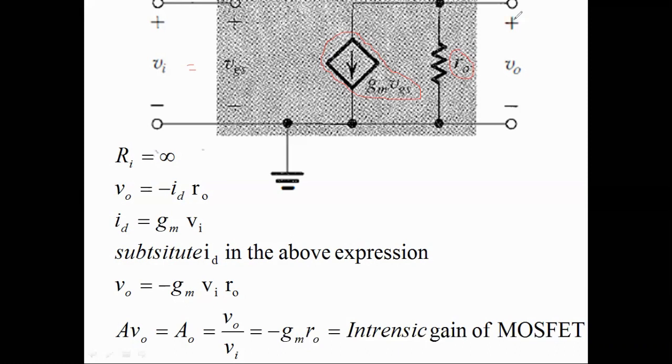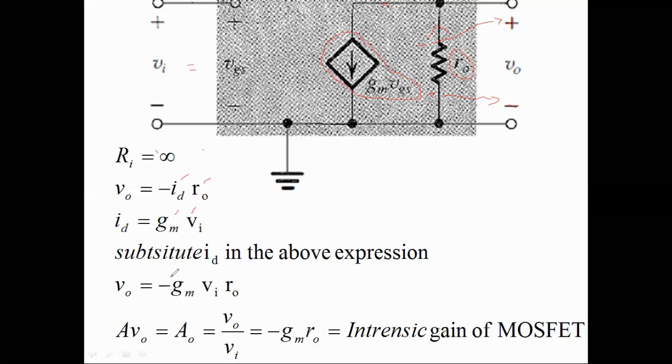The upper side is positive, the lower side is negative. But this current Gm into VGS is moving like this, so the current flowing through R0 is supposed to be entering from the upper side. If it is the upper side, current entering is treated as positive, leaving is treated as negative. If you compare this polarity with the V0 polarities, it is opposite, so V0 equals minus ID into R0. ID is nothing but Gm into Vi, into R0.